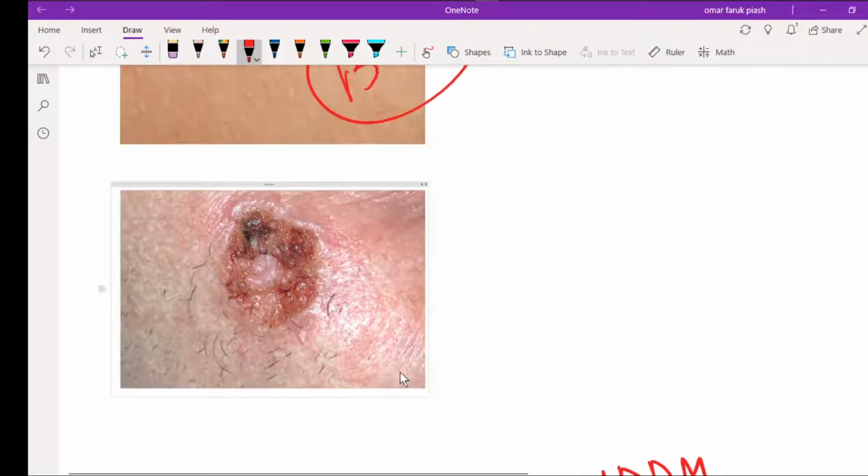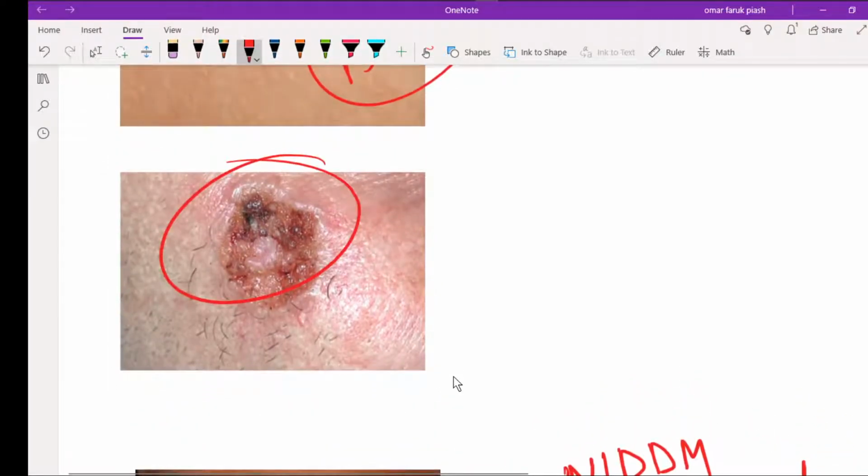Now this is the picture of squamous cell carcinoma. This is the malignant proliferation of the squamous cells. The associated risk factors are those three: sunlight, albinism, and xeroderma. There are some other associations: immunosuppressive therapy, arsenic exposure, and chronic inflammation.